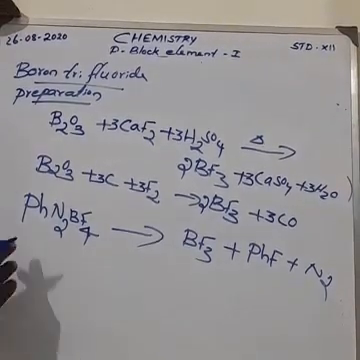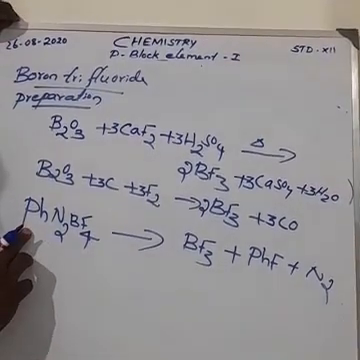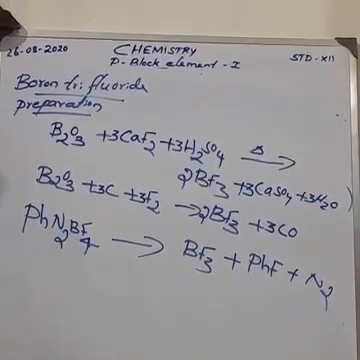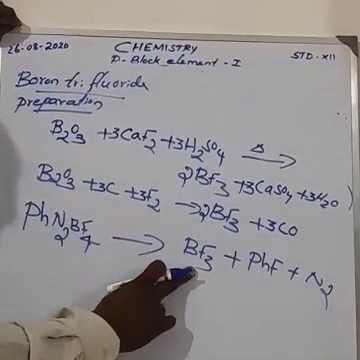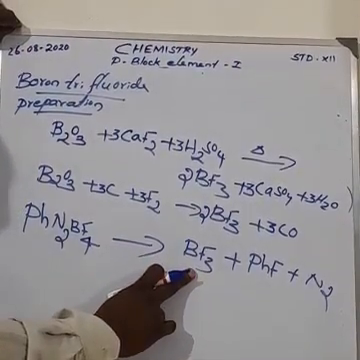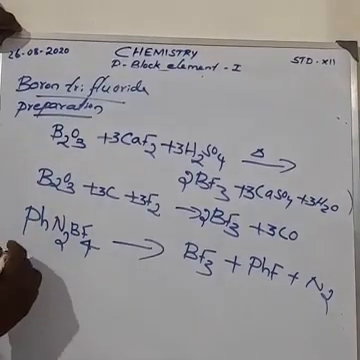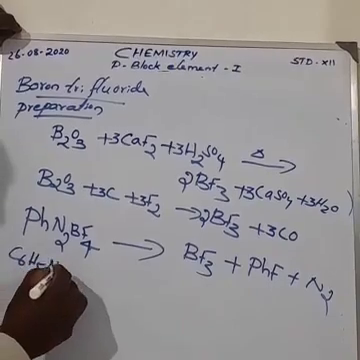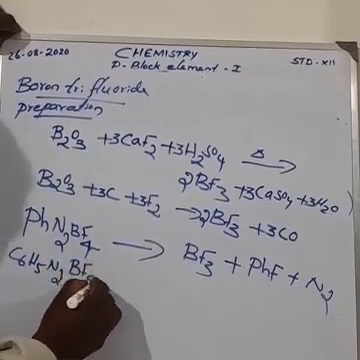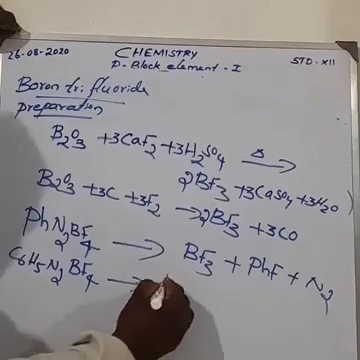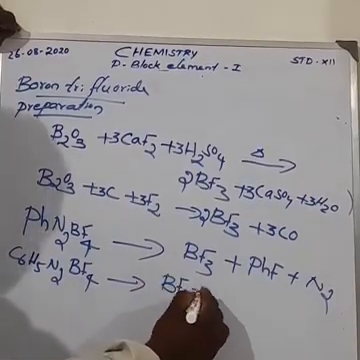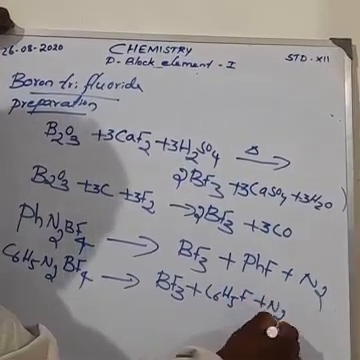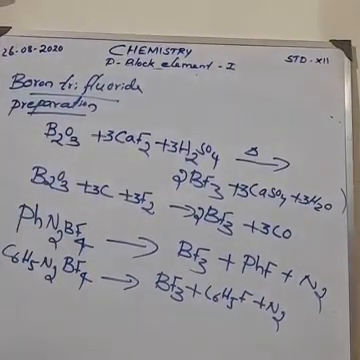This is one of the important questions. Benzene, otherwise phenyl diazonium tetrafluoroborate, on heating we get boron trifluoride. Another example: C6H5N2BF4 gives BF3 plus C6H5F plus N2. This is another example.